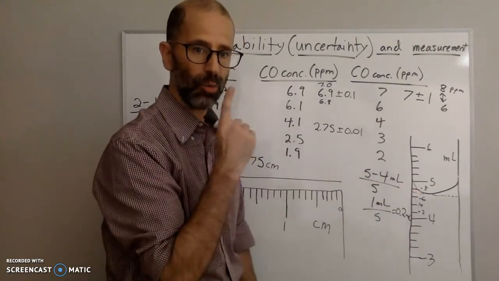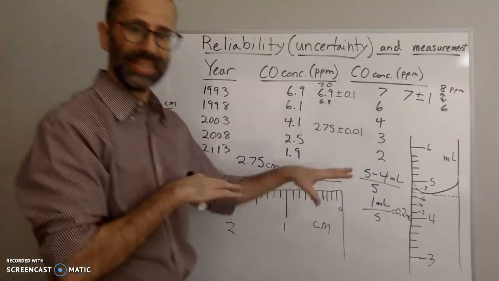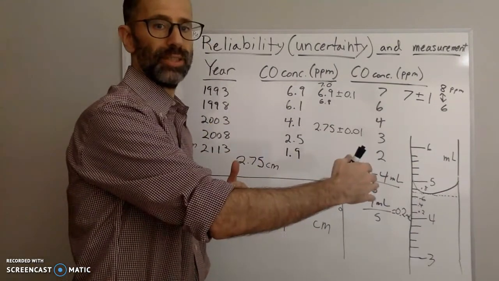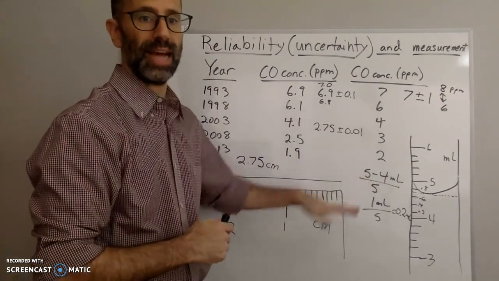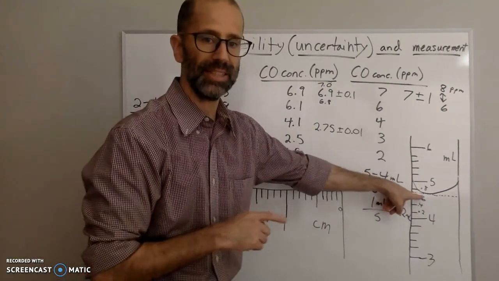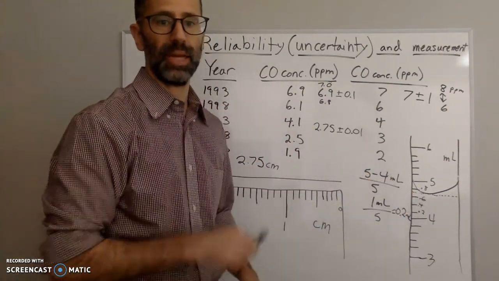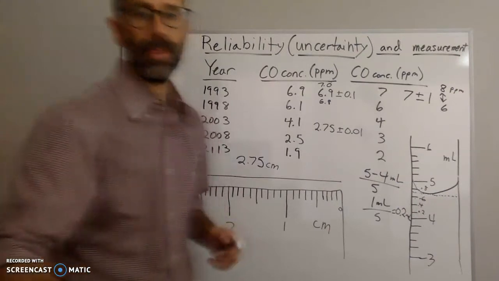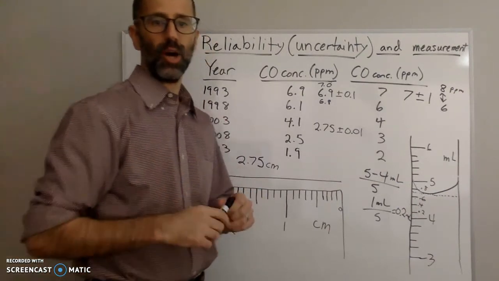I'm only allowed one estimation, so that's it. I don't get to go to the next decimal place for this. If I'm between the lines here, 0.7 is what I'm estimating, and that's all I'm allowed. Okay? So thank you very much. I hope that was helpful.